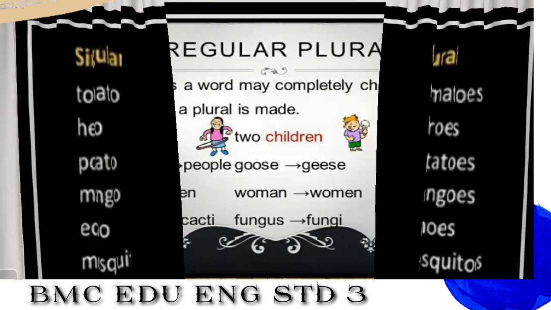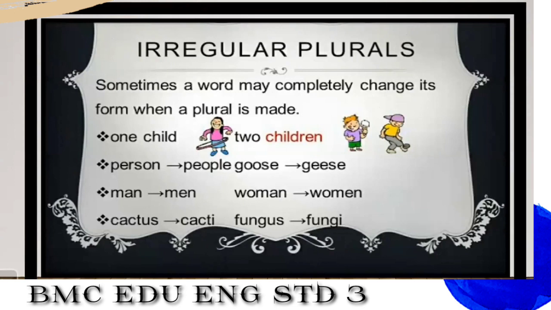Now the last rule is what? It is irregular plurals. Irregular plurals means what? Sometimes a word may completely change its form when a plural is made. It means it is totally different. Child, children. Person, people. See, the spelling is totally changing. Man, men. Cactus, cacti. Goose, geese. Plural form of woman, women. Fungus, fungi. So these are called the irregular plurals.